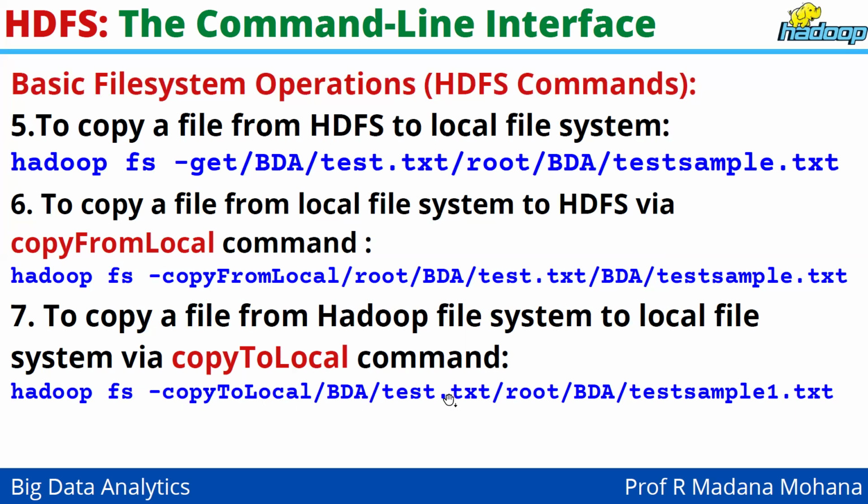Then you can give the HDFS path first. In the BDA directory, the file name is test.txt. Then the local system path is under the root directory. The subdirectory is BDA. In that, the file name test sample1.txt, whatever name you want, you can give.